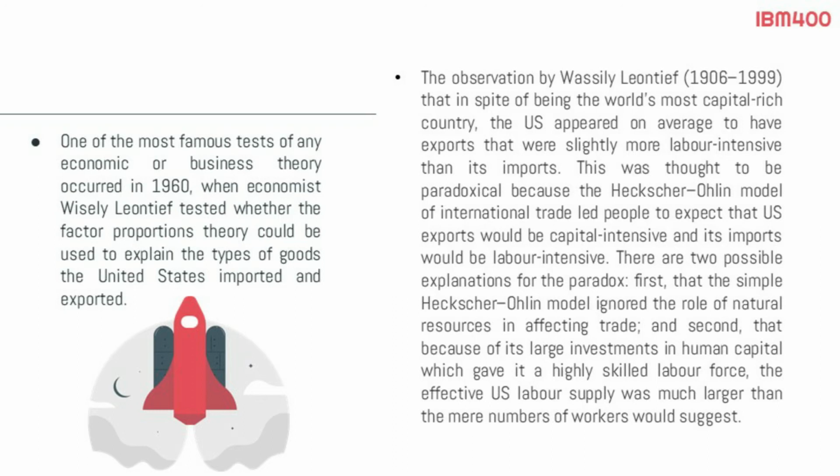There are two possible explanations for the paradox. First, that the simple Heckscher-Ohlin model ignores the role of natural resources in affecting trade, and second, that because of its large investment in human capital, which gave it a highly skilled labor force, the effective US labor supply was much larger than the mere number of workers would suggest.